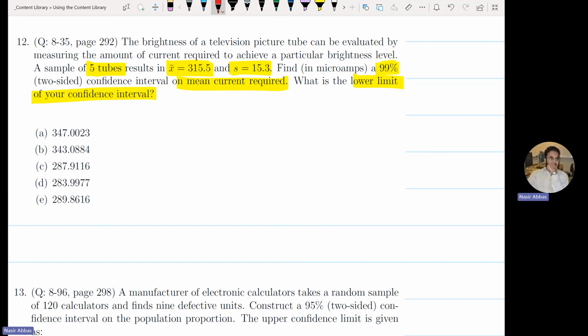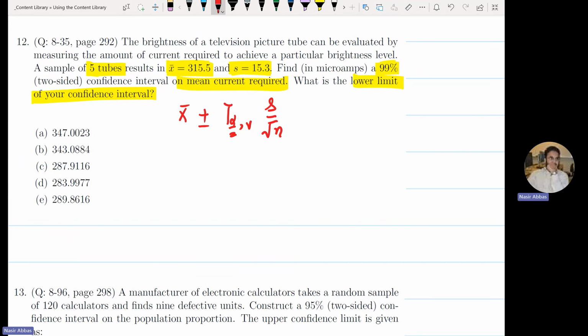The interval is X bar plus minus T alpha by 2 with V degrees of freedom, S over square root of N. I need all of these components. Many of them are given to me in the question. X bar is given to me as 315.5. S is given to me in the question as 15.3. N is given to me in the question as 5. The only thing I need to get from the table is the critical value.